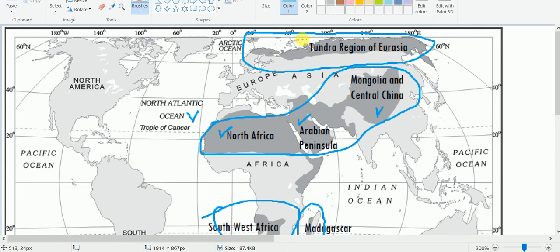So for the horizontal one, what is mentioned? In summer, the herders will move to the north, and in winter, the herders will move to the south. In this way, the movement can be horizontal. So this is practiced in the tundra region of Eurasia, that is Russia.